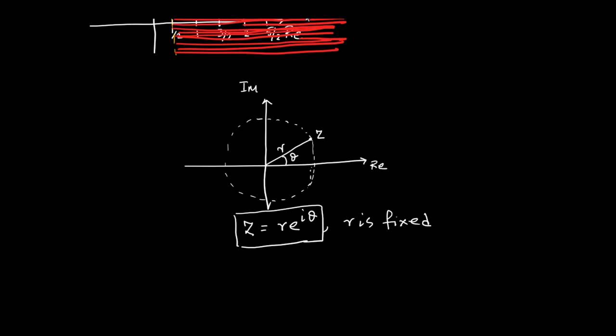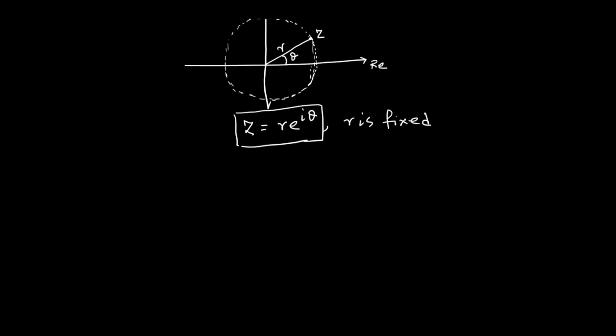Because in each of these Z, your r has the same value, but theta is different. Here, the thing is written like this. Now, for example, if we consider some examples, a few examples.